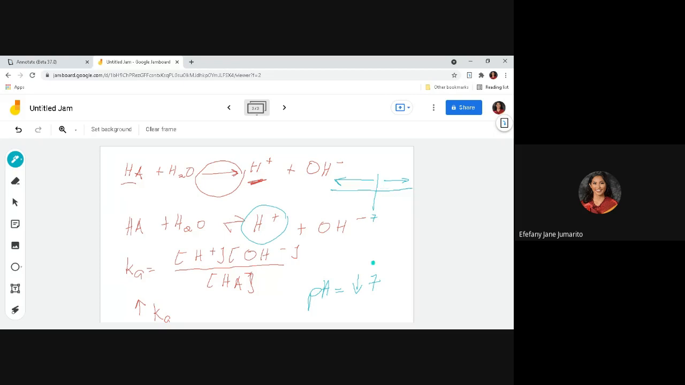Okay, so this is also the same for Kb. When you have a large Kb, it means the product is more favored, and then your pH will be what? If we have a higher Kb, more than 7. Base. Yes, pH is more than 7, pH is higher. Okay, so that's it.